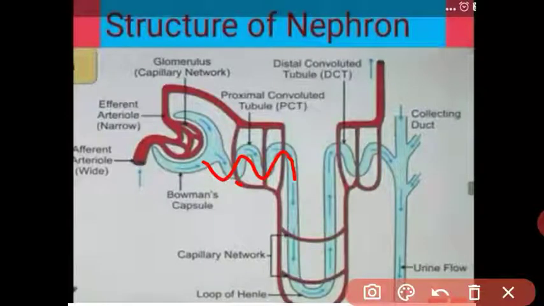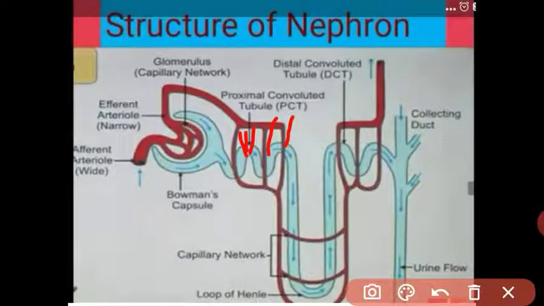When the filtrate enters the PCT, see, the efferent arteriole, the blood capillaries, also pass parallel to the renal tubules. When the filtrate moves from the Bowman capsule to the PCT, many important substances present in the filtrate pass into the blood capillaries by the process of diffusion. This is called reabsorption.